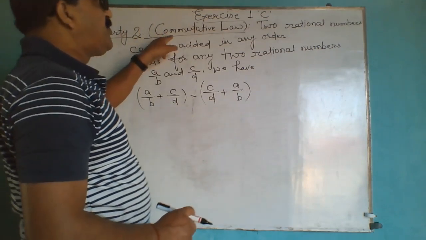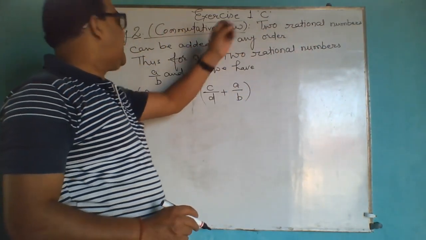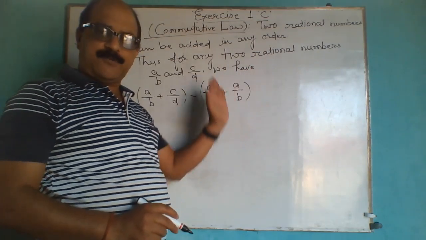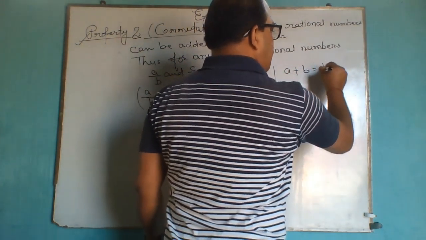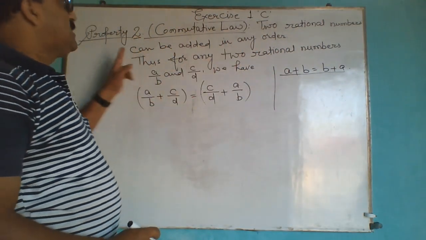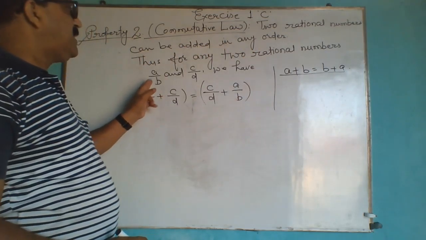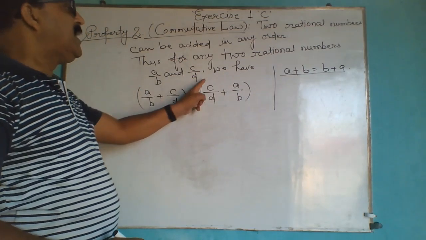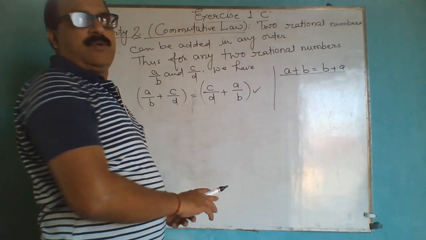Now the commutative law. In the commutative law, two rational numbers can be added in any order, either this one first or second, like a plus b and b plus a. In any order it can be written. Thus, for any two rational numbers a by b and c by d, we have a by b plus c by d is equal to c by d plus a by b. This is the commutative law.